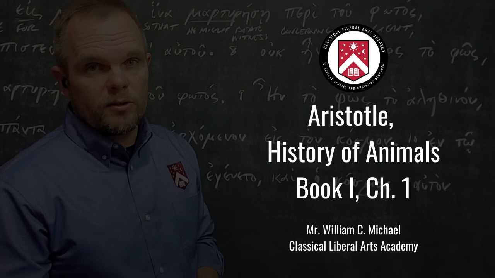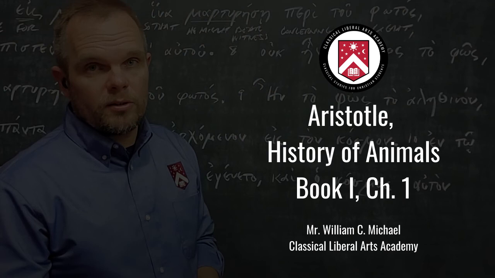So there we have a reading of the first chapter of the first book of Aristotle's History of Animals. One thing that you'll find is contrary to what you'll hear modern scientists and teachers saying about the ancient philosophers is that they had a very thorough knowledge of the natural world. We'll see that all through this book of the history of the animals, and all through the book of the history of plants by Theophrastus.